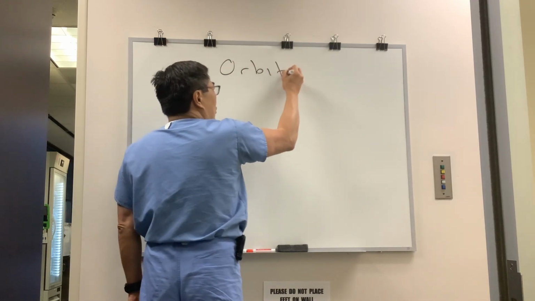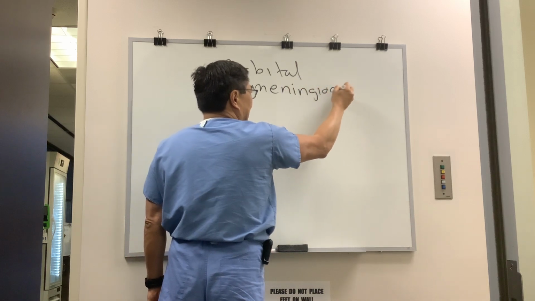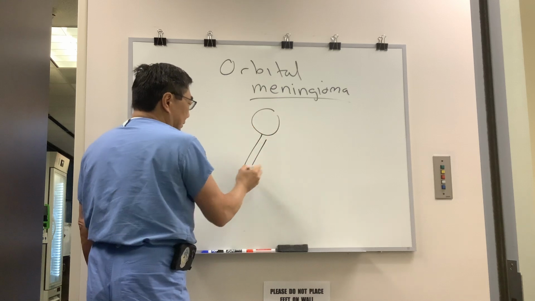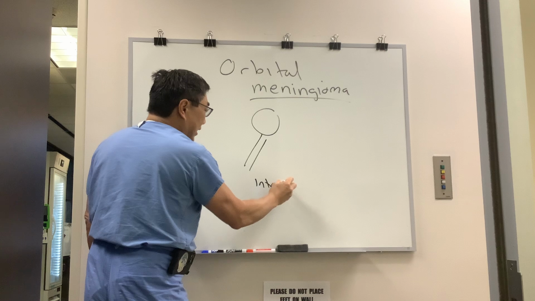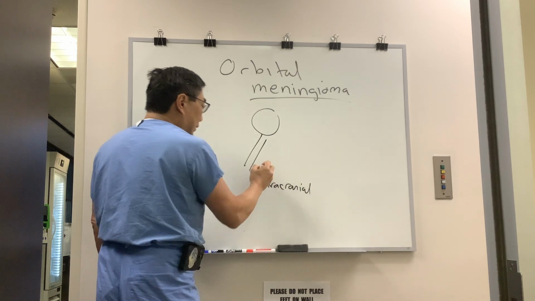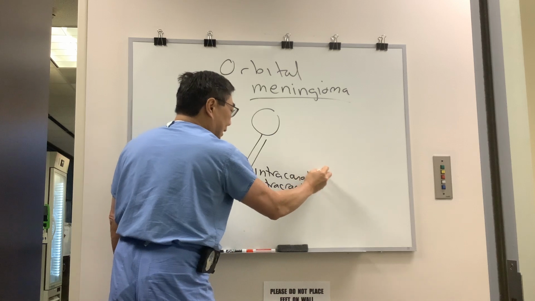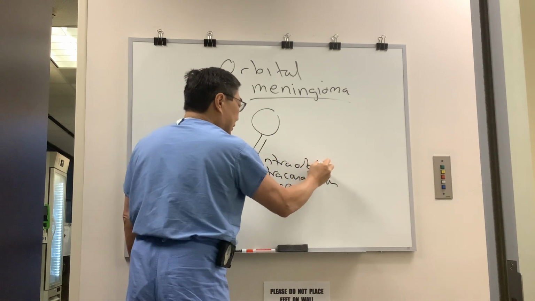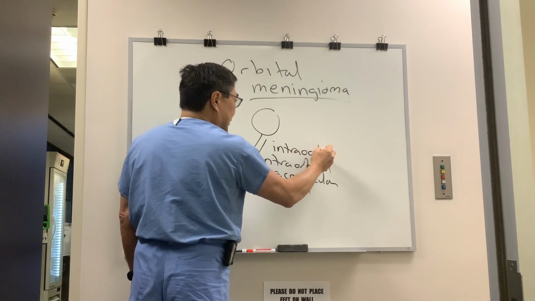So we're going to be talking about orbital meningioma and what we should be doing from a neuro-op standpoint. And of course, the orbit is connected to your head. And so we've got the intracranial portion of the optic nerve, the intracanalicular portion, which is in the canal, the intraorbital portion, which is in the orbit, and the intraocular portion, which is in the eye.